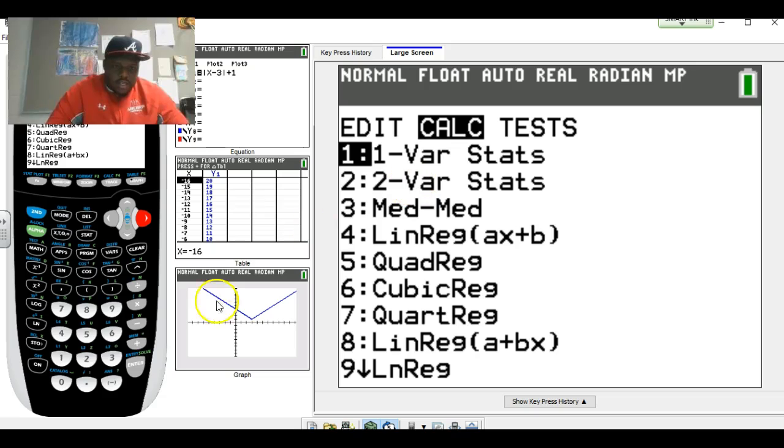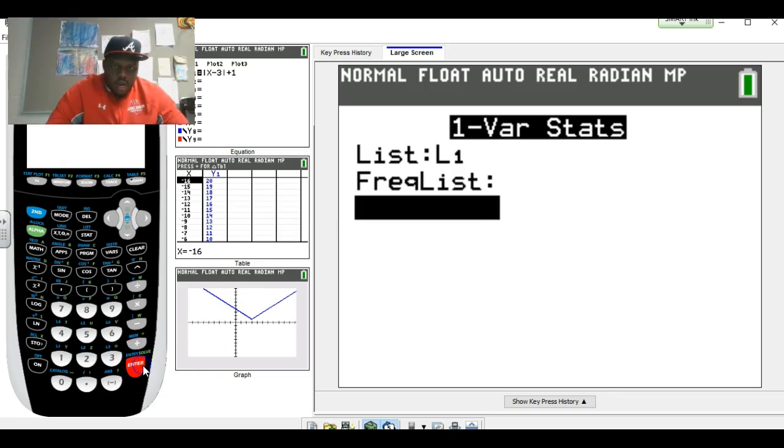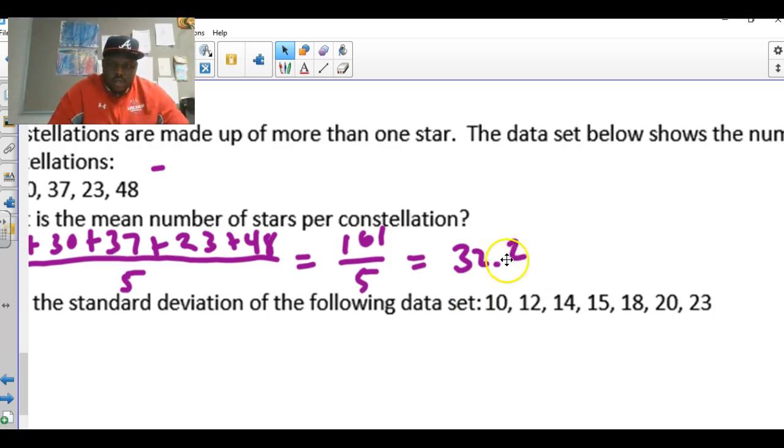If we enter those into our calculator, then press stat again, and we go to one variance statistic, option 1 right here, this first one. And then calculate, guys. It'll give us our mean. Our mean is our X bar, 32.2. So the calculator will solve that for us, 32.2.